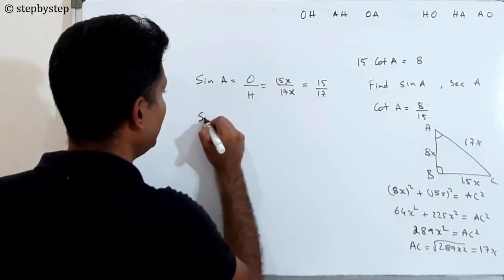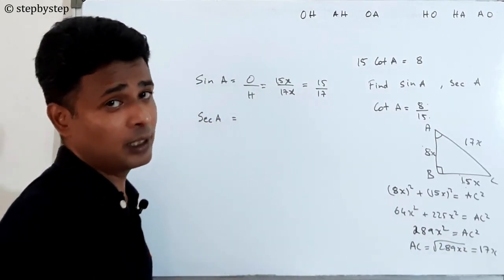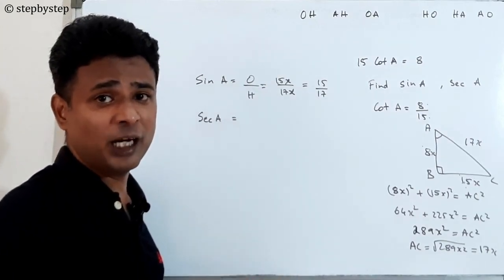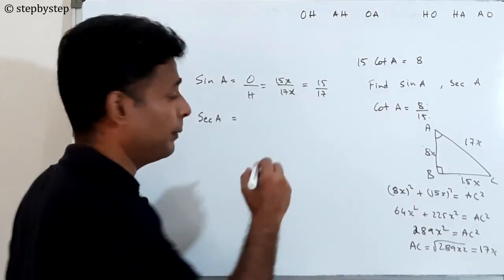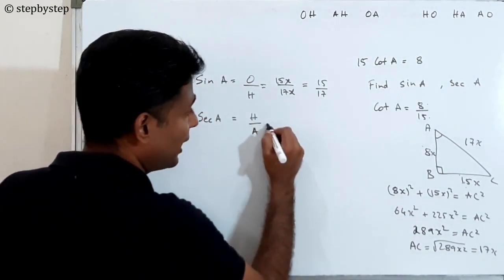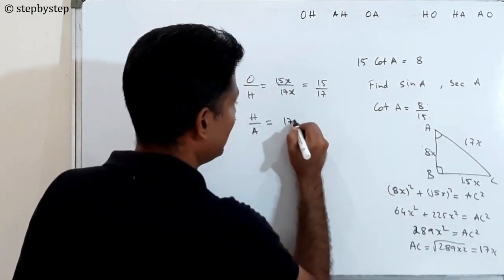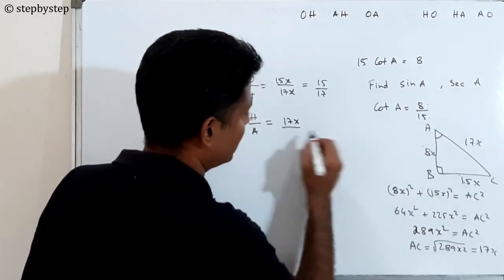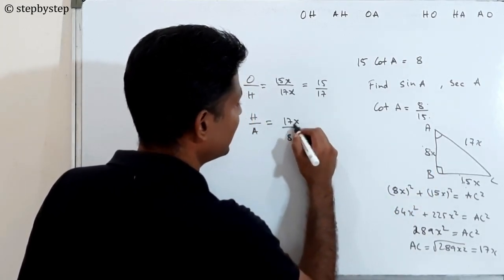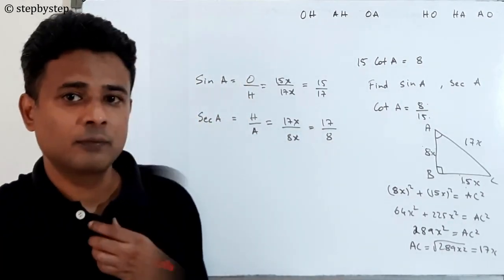And secant A. Now secant A is the reciprocal of cos A, not sin A, remember. So cos A is what? Adjacent by hypotenuse. So secant A will be hypotenuse by adjacent. A is this angle, hypotenuse is 17x and the adjacent side is this, so it is 8x, x cancels. So the ratio is 17 by 8.